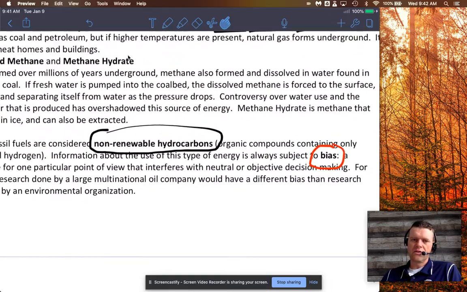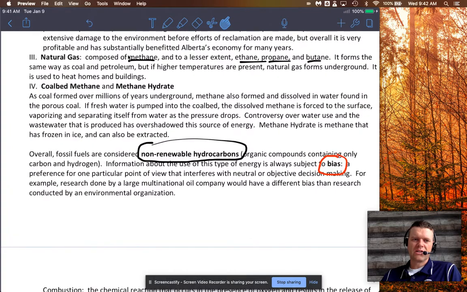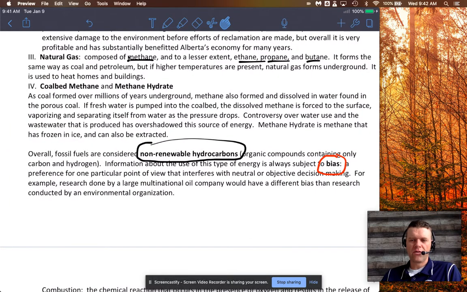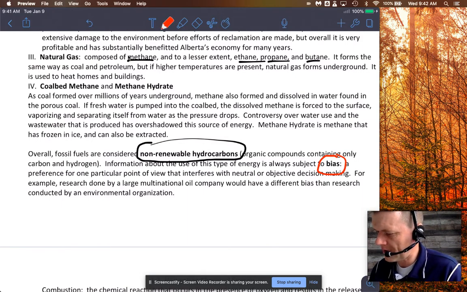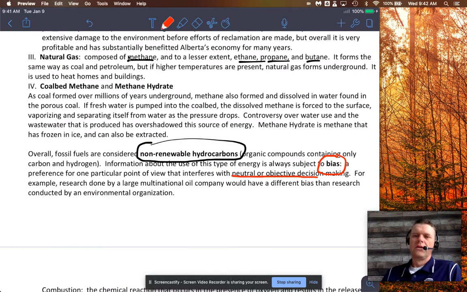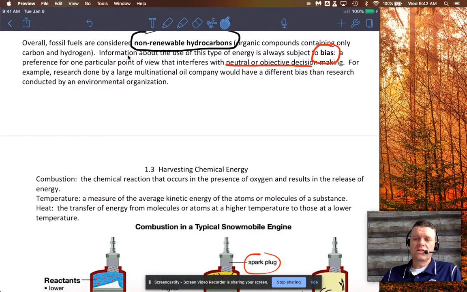But you should know the word bias. You'll see this a lot as you get into university. Bias is a preference for one particular point of view that interferes with a neutral or objective point of view. I really like that definition. Okay. So everyone's got bias. You have to accept that. And if you do, then you'll be a wiser person and a wiser contributor to problem solving. Because everybody has a bias and it depends on your point of view. So that's worth mentioning. That's the second section.